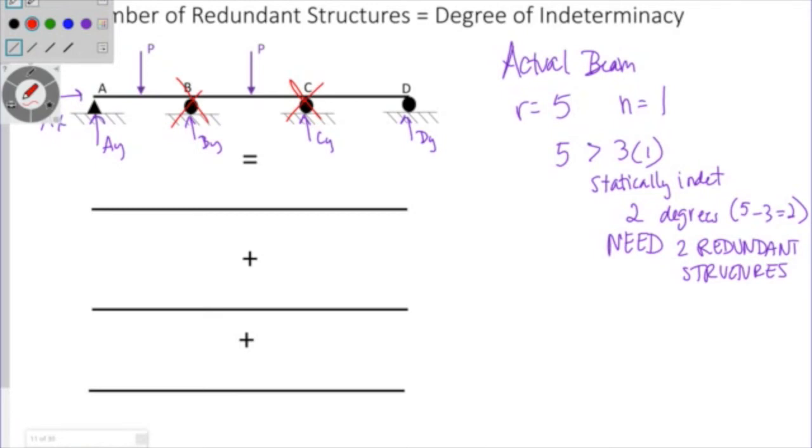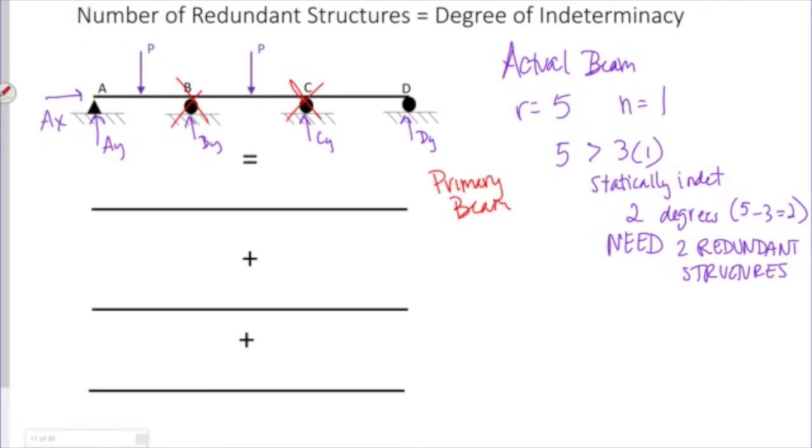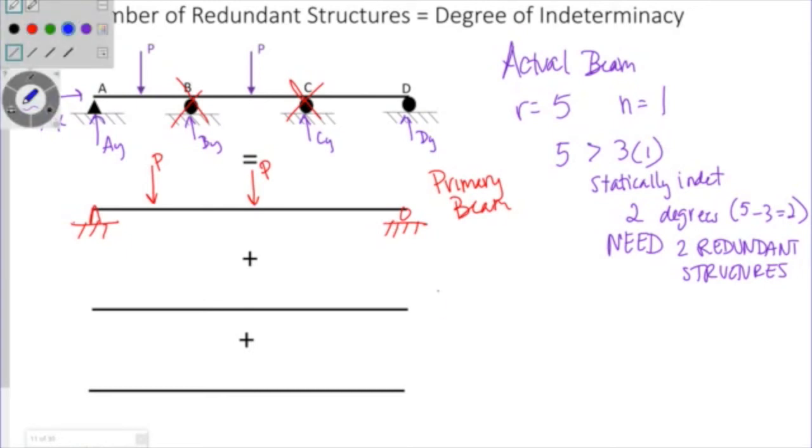So now my primary beam has a pin on one side, a roller on the other, and then it has my 2 forces from my actual beam, right? I have to have 2 redundant beams, or 2 redundant structures, whatever I'm calling them at this moment.